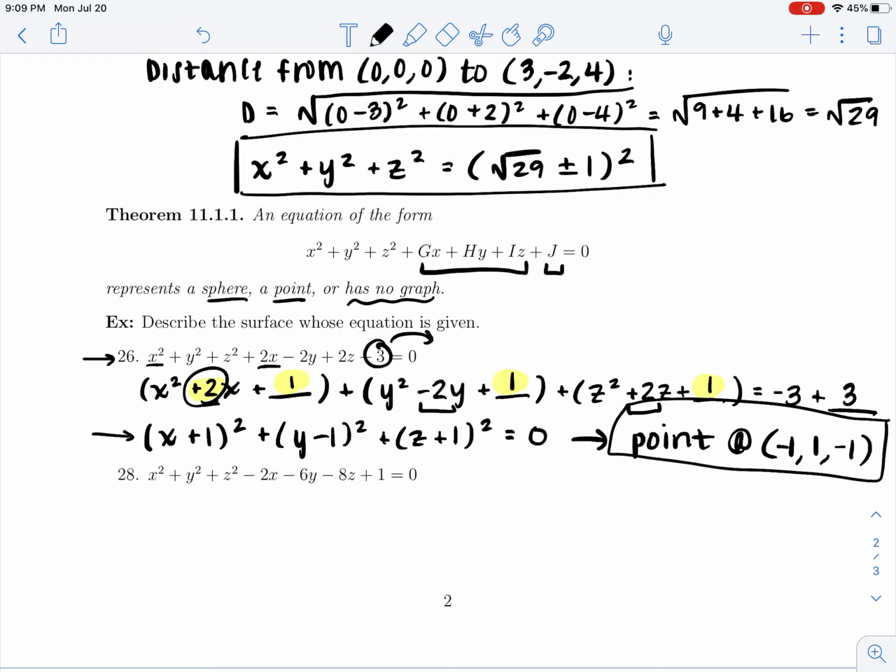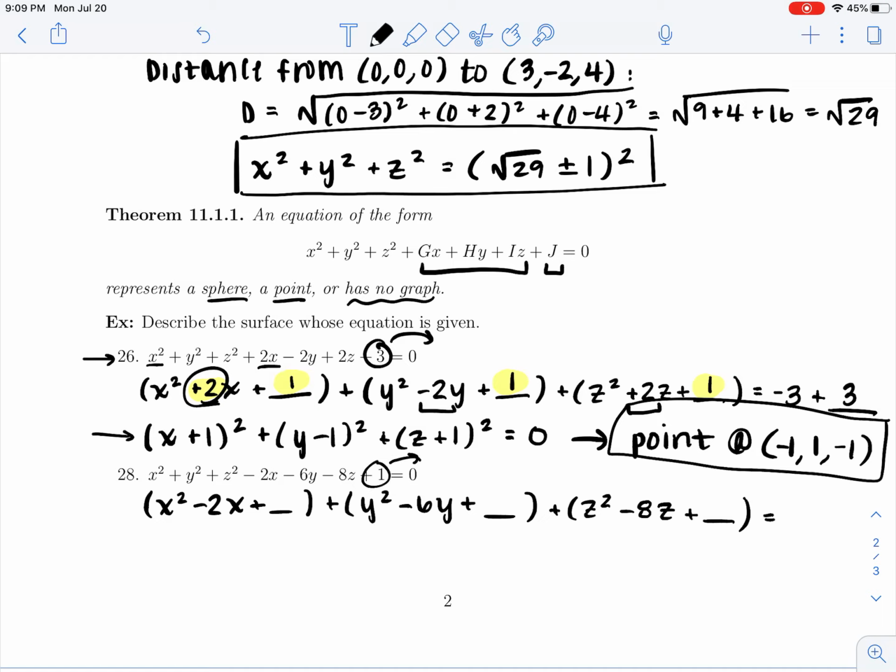Let's do the exact same process for 28. Let's complete the square. So collecting x terms, I have x squared minus 2x plus blank. Then I have y squared minus 6y plus blank. And z squared minus 8z plus blank. And then I'm going to kick this 1 over to the other side. So that's a minus 1 plus blank. So let's complete the square.